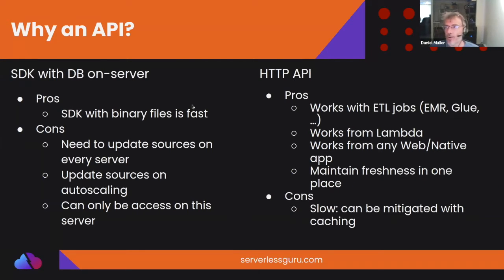And with an HTTP API, you can basically call it from anywhere. It's HTTP, so you can make calls from EMR, from Glue. You can make calls from a Lambda function. You can make direct calls from any SPA, so a web app, or from a mobile app. And you only have to maintain the freshness of your data in one place. But the con, obviously, is that it's slow. Just having HTTP will add an overhead on your calls. But if you have some caching in place, and we'll see that later on in the slides, you can actually reduce the time, but it will still not be as fast as the binary file. So you have to make a compromise between the time or energy needed for maintenance and the speed you want. Which solution is the best for you?